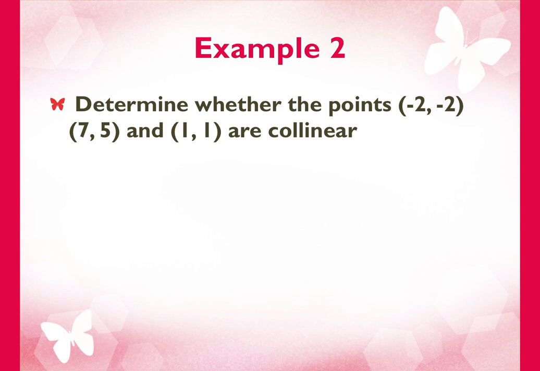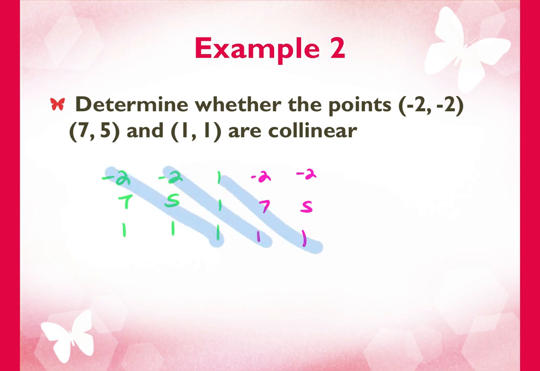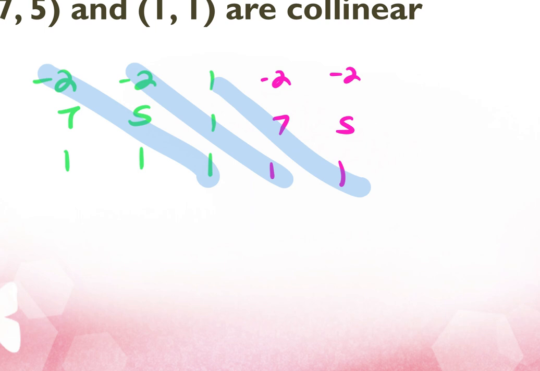Example 2, determine whether the points negative 2, 2, 7, 5, and 1, 1 are collinear. So negative 2, 2, 7, 5, 1, 1. We're going to fill the last column with the ones. We're going to duplicate column 1 and column 2. We're going to multiply down these first. Negative 2 times 5 times 1 is negative 10. Negative 2 times 1 times 1 is negative 2. 1 times 7 times 1 is 7. Negative 12 plus 7 is negative 5.